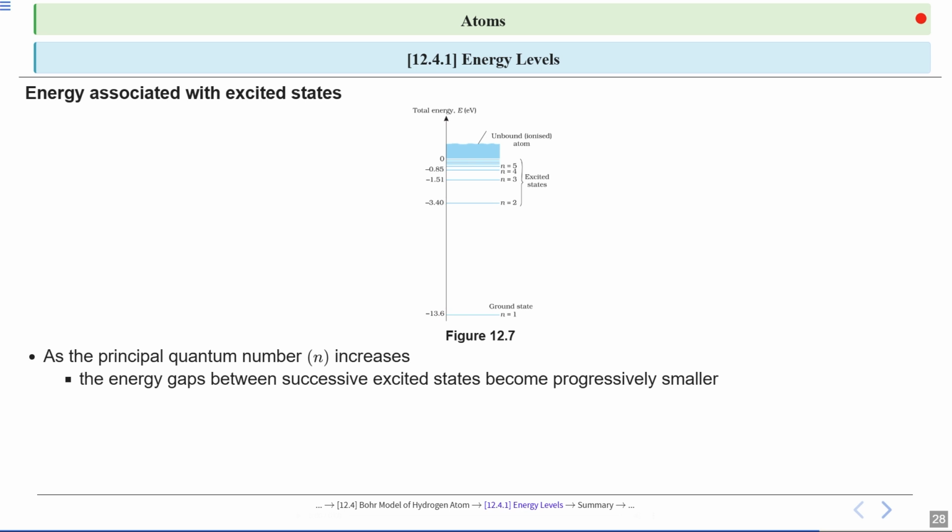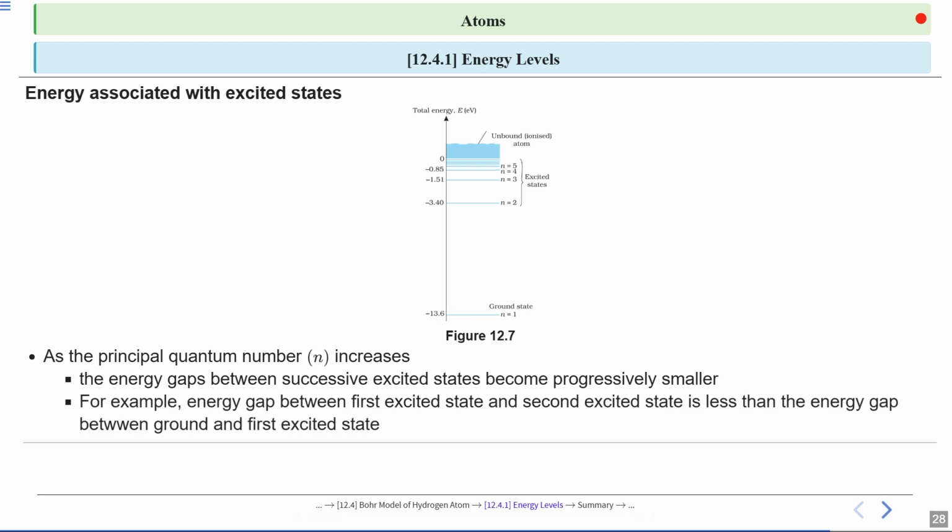This is important because it affects the wavelength of light that atoms can absorb or emit. For example, the energy gap between the first excited state, n equal to 2, and the second excited state, n equal to 3, is smaller than the gap between the ground state, n equal to 1, and the first excited state, n equal to 2. This pattern continues as n increases. Remember, these decreasing gaps explain why the lines in atomic spectra get closer together at higher energies.